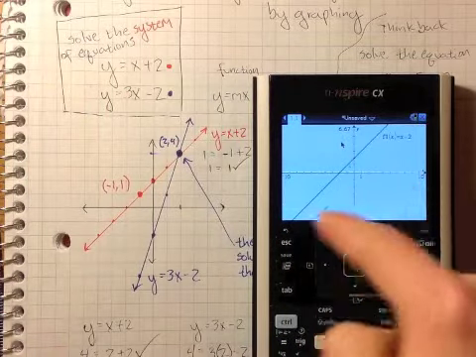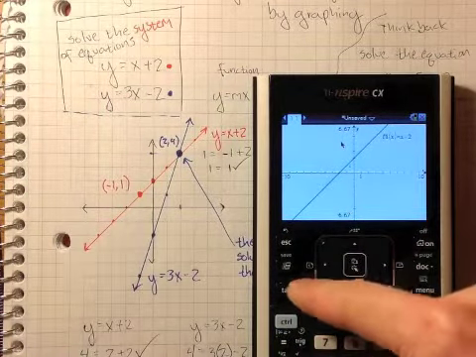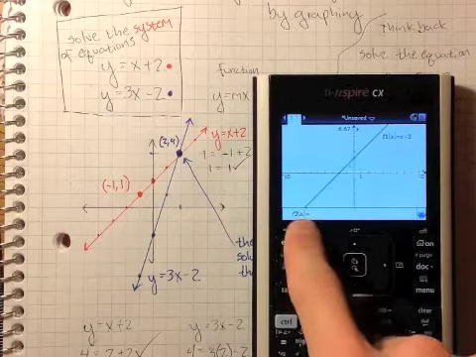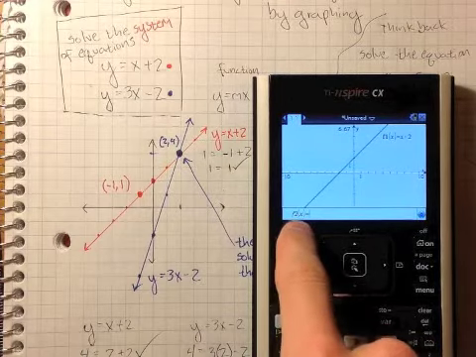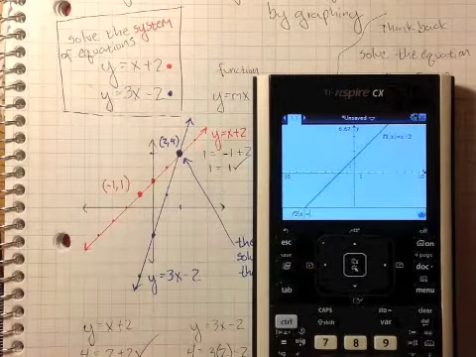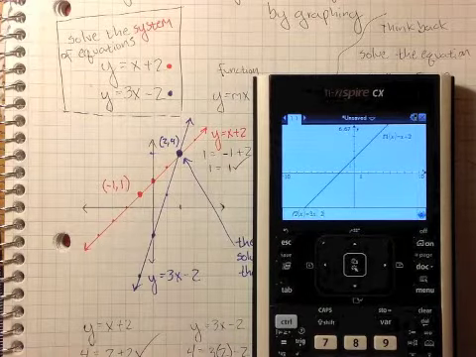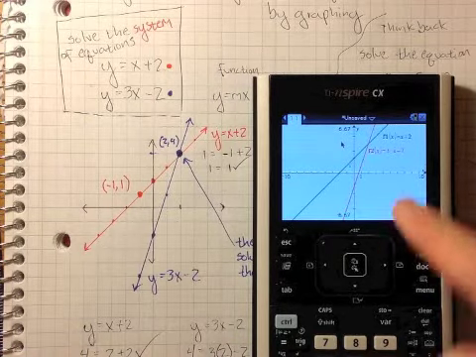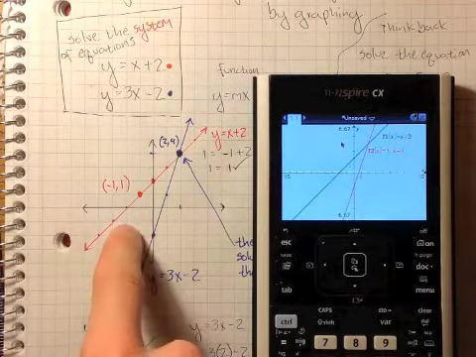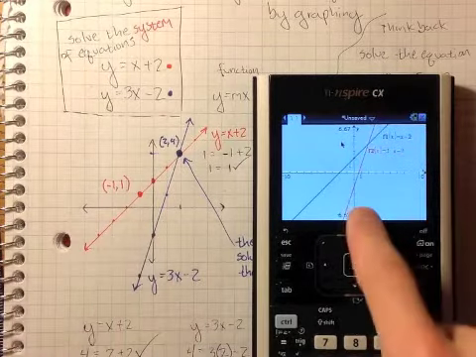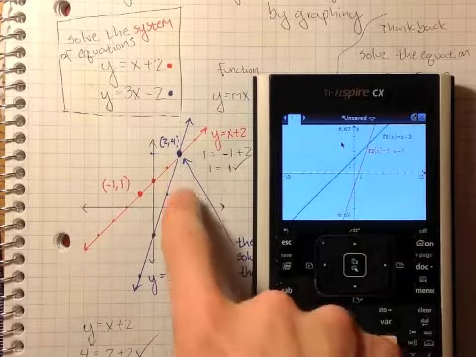Now let's graph the second one. In order to graph a new function, I'm going to press the tab button. So tab. Now f2(x), so y equals 3x minus 2. Enter. And unfortunately it is in red, the exact opposite of what I have over here, but you get the idea. The graphs look the same.